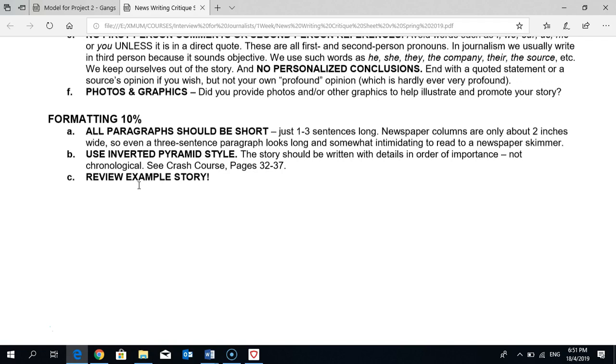If it's more than 3, it has to be an exceptional situation, like a staccato sort of thing where the sentences are like 3 words long. They have to be really, really short sentences, and that hardly ever happens. So 3 sentences is as long as you get, typically, in inverted pyramid style for our class.